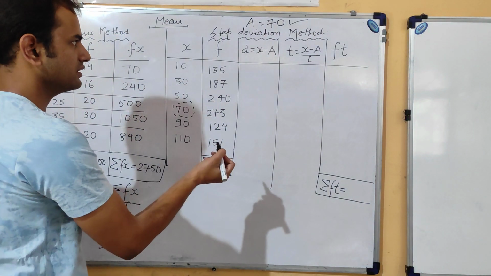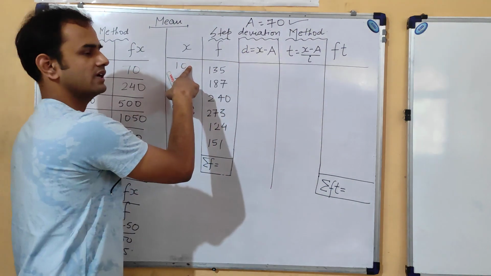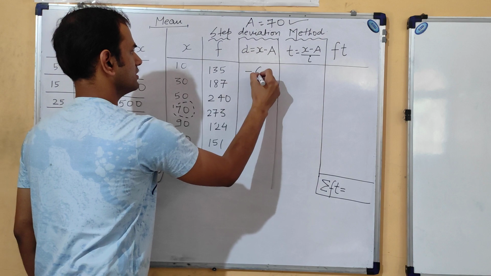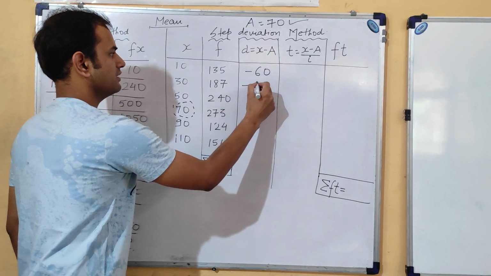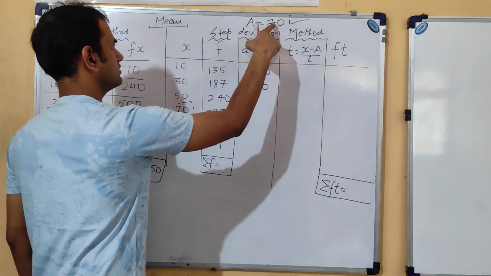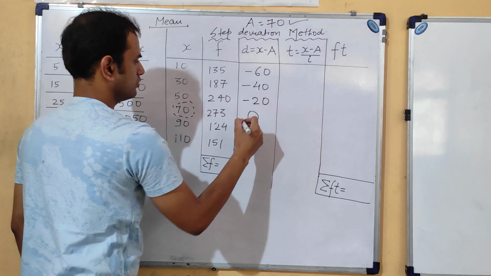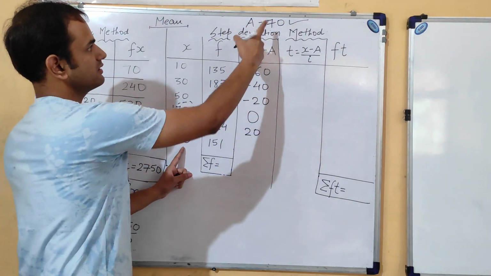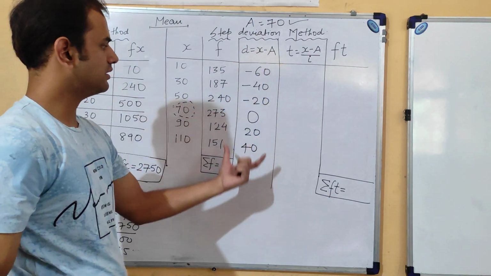So quickly we will prepare this table. d is x minus a, right? So the first value of x is 10 and a is 70. So 10 minus 70 will give you minus 60. Next is 30 minus 70, that is minus 40, right? In the same way, 50 minus 70 is minus 20. 70 minus 70 is 0. 90 minus 70 will give you 20, and 110 minus 70 is 40. So this table is complete.